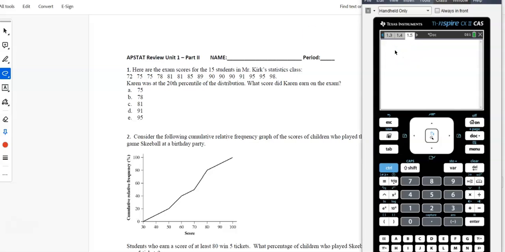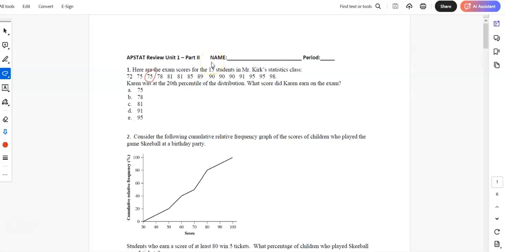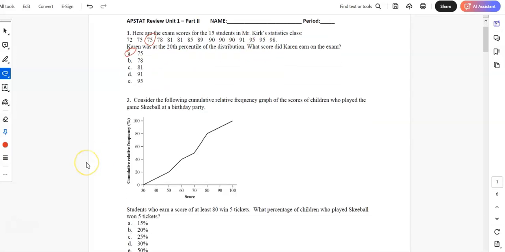Okay, so here are the exam scores for the 15 students in Mr. Kirk's stats class. Karen was at the 20th percentile, so you want to take 0.2, which is 20%, times the total number of students, which is 15. So we find 3. So you're looking for the 1st to the 3rd student. So that would be the student at the 20th percentile.